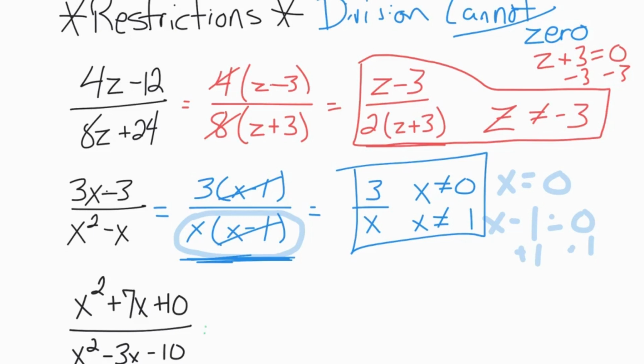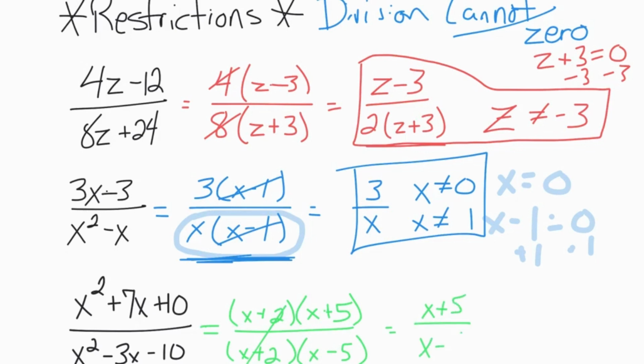Okay, let's do this last one. Let's factor this. So I'm left with x plus 2 and x plus 5. And on the bottom will be x plus 2 and x, I think it would be minus 5. Okay, so when we simplify that, these go away, so I'm left with x plus 5 over x minus 5. But the restrictions are when this is equal to 0 and this is equal to 0. So the restrictions are x cannot equal negative 2 and x cannot equal 5, because that would make the denominator 0.